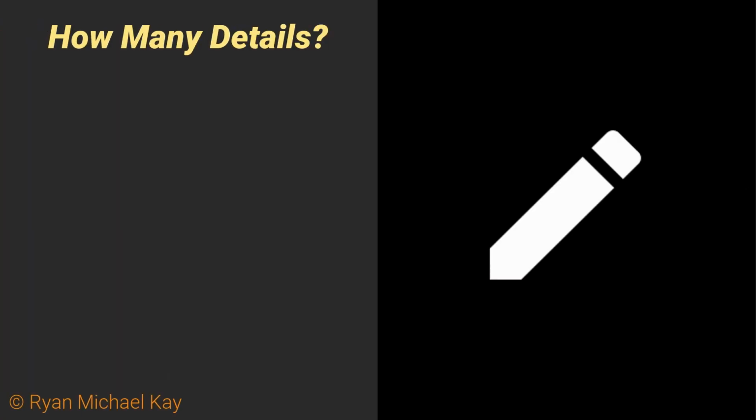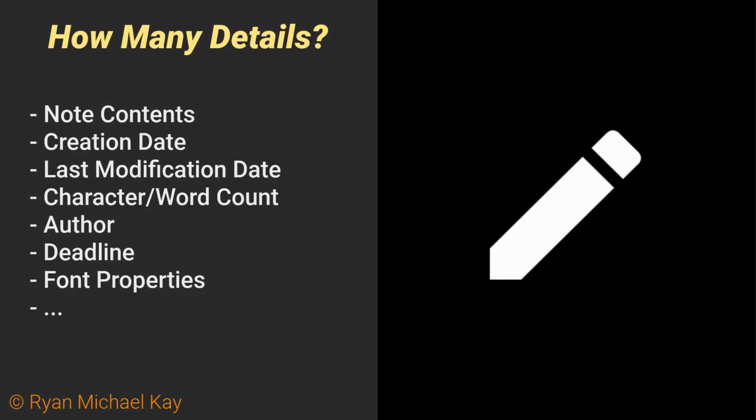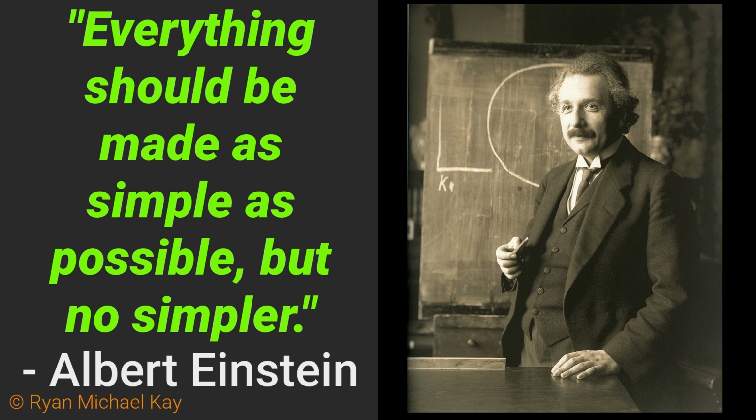One important question to ask is, how detailed should these data models be? Even something simple like a note could have a lot of details such as content, creation date, last modification date, character or word count, author, deadline, font, and so on. In part 5 of this course, I will teach you how to design these data models and how to make decisions about their detail based on the features you want your application to possess. For now, the short answer is that they should be as simple as possible, but no simpler.